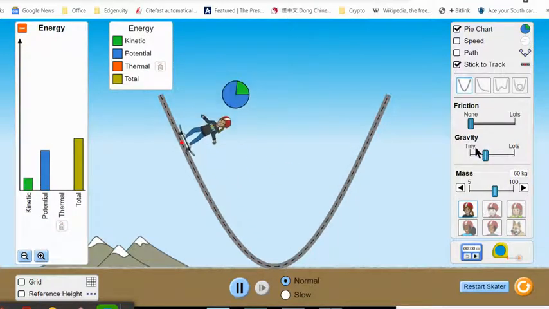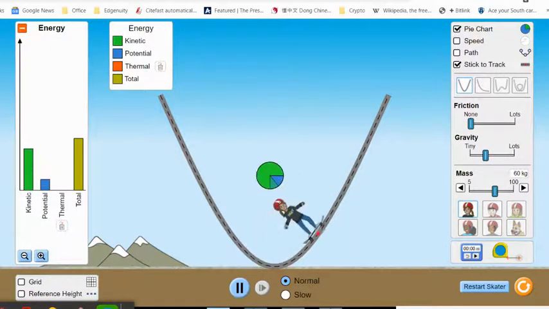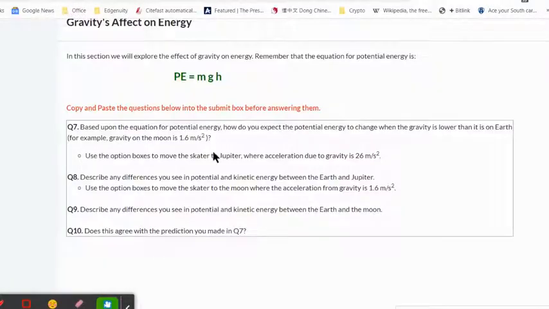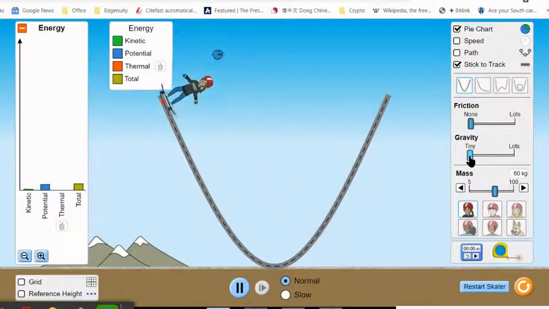Now, you can affect gravity here. So for comparison, let's say the acceleration due to gravity on Earth is 9.8 meters per second squared. The acceleration due to gravity, that's our g here, on the moon is 1.6 meters per second squared. So let's reduce the gravity here. And how does that affect the total energy?